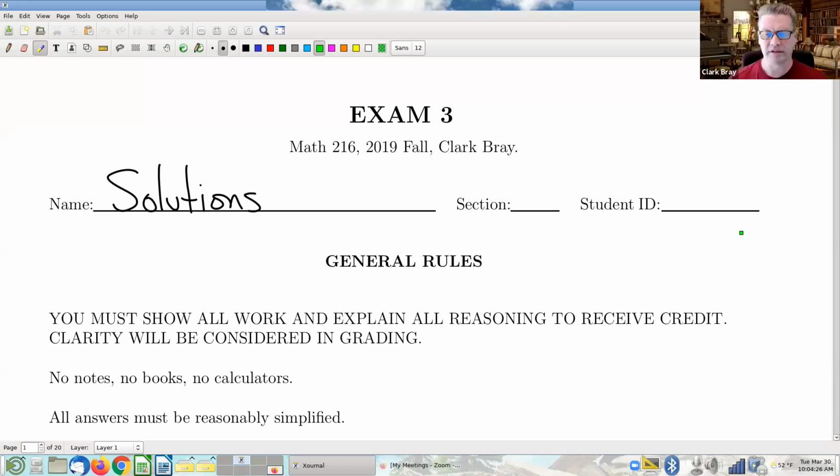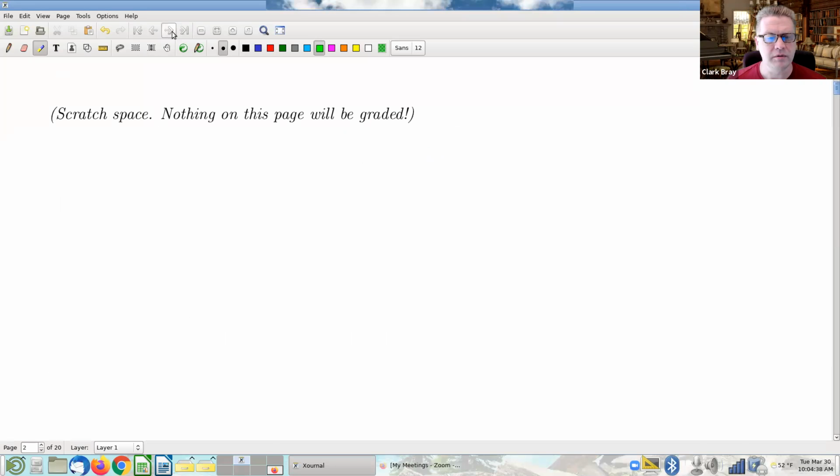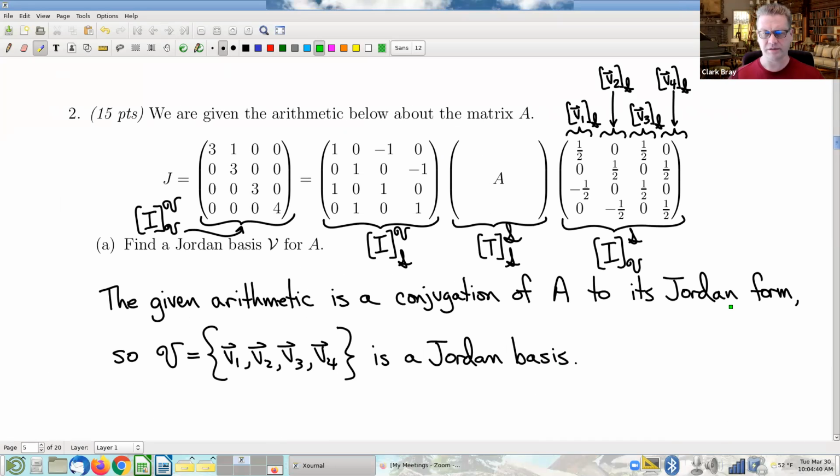Okay, so we have another old exam question here we're going to take a look at. And here we go. This is from 2019 fall. That's 1920 fall in my collection, exam 3. And we are going to be looking at question 2. Here it is. So this is a question about Jordan bases and rearrangements and stuff like that.